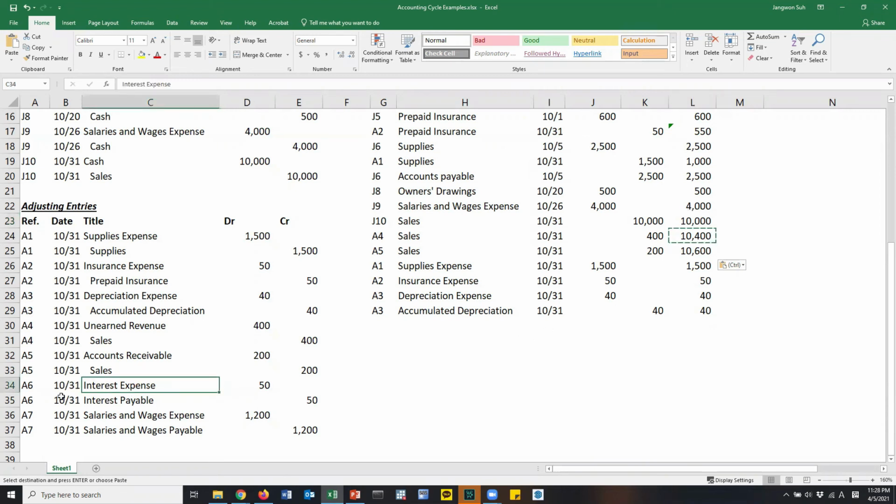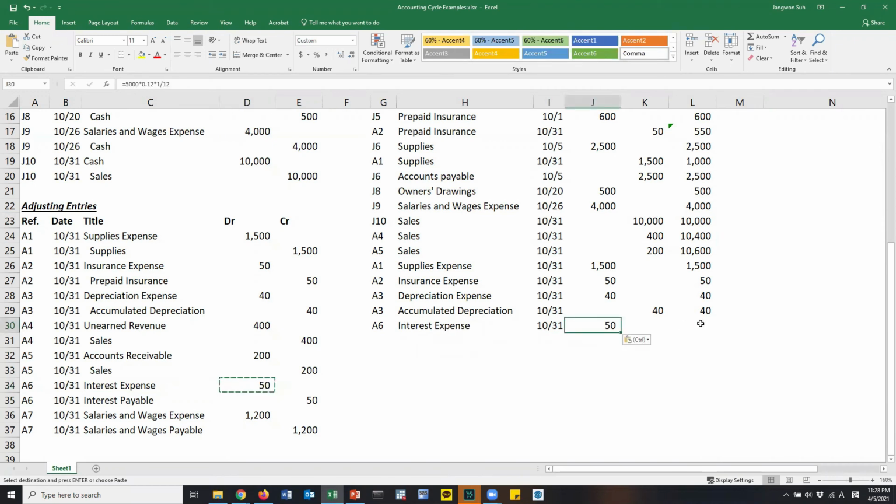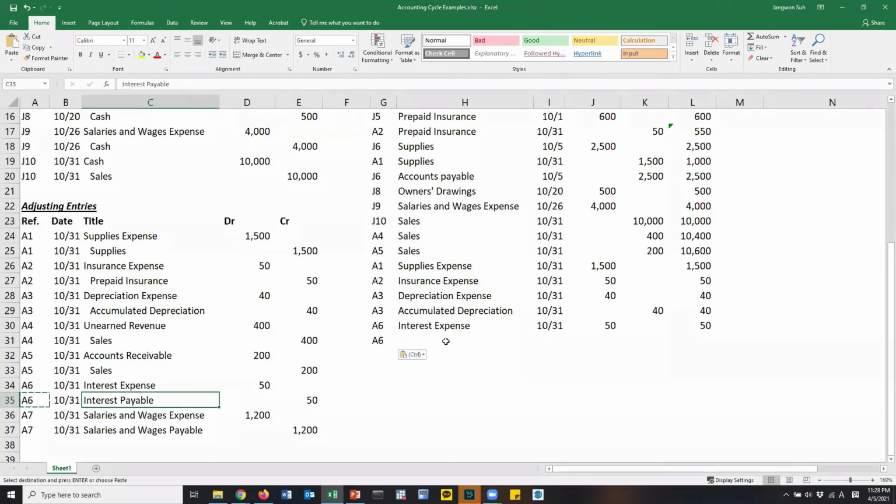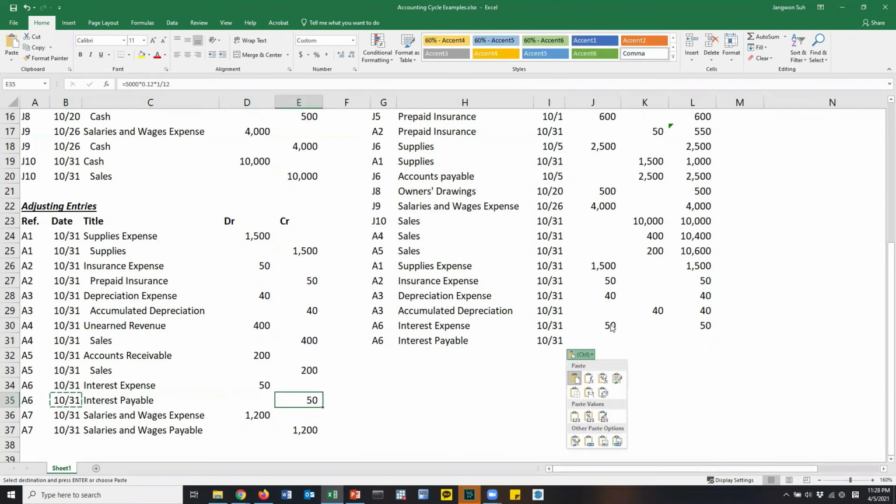Cool. And then interest expense. I think this is a new item. Interest expense of 50 as debit side. Okay. Next is interest payable. It's new also. So we keep copy and paste.